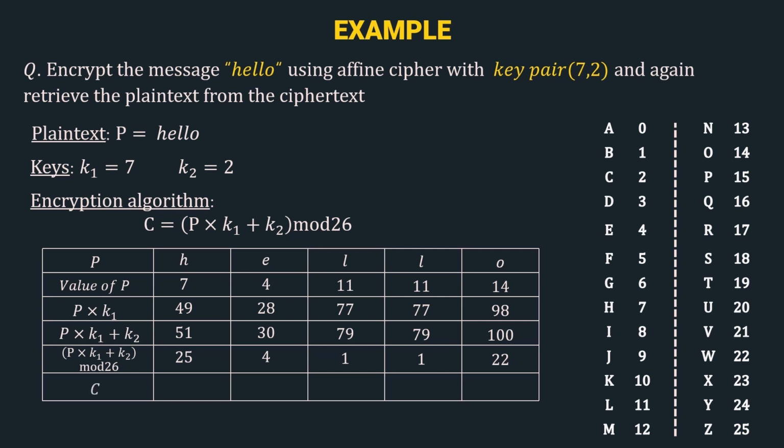Coming back to the topic, the final step is C, that is the ciphertext. So again referring to the mapping table, 25 represents Z, 4 represents E, 1 represents B, again we have B, and 22 represents W. So the ciphertext is ZEBBW. So we have successfully completed the encryption process. Now let's apply the decryption process to retrieve the plaintext back.